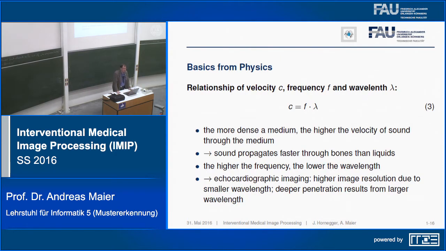Then, of course, the quantities frequency, wavelength, and the velocity are related to each other. So if you have fixed your medium, you can derive the wavelength from the frequency or the other way around. Now, let's say you have a change of medium in between, then, of course, your C will change. So if you have a signal of a certain wavelength and you suddenly have a change of medium, then your sound propagation will also change. Generally, sound propagates faster through tissues with higher density. So sound propagates faster through bones than liquids.